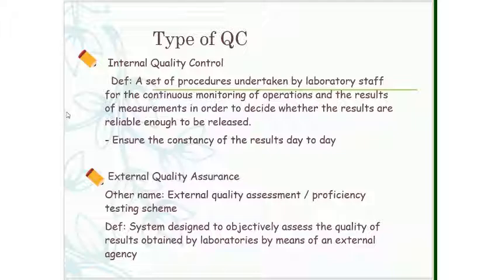So, let's go to the QC material, QC type. It consists of two types. First, internal quality control. It is a set of procedures undertaken by laboratory staff for the continuous monitoring of operations and the results of measurements in order to decide whether the results are reliable enough to be released. This is to ensure the consistency of the results day to day.